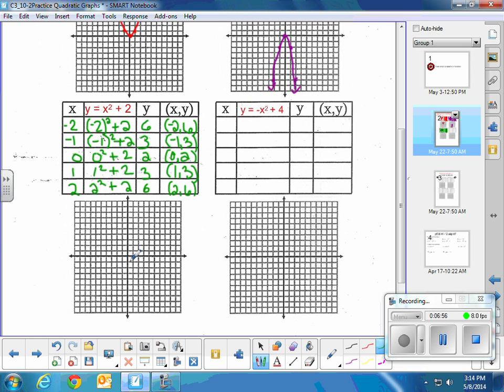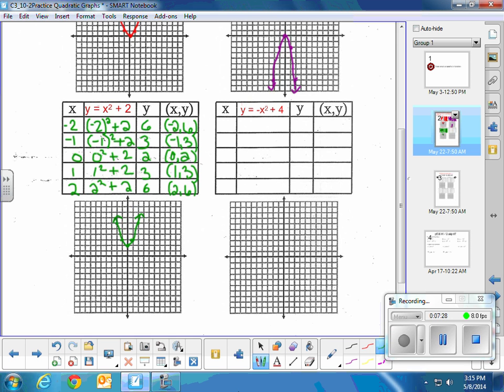Go ahead and plot those points. Negative 2, 6 is going to be 2 to the left and up 6. Negative 1, 3 is 1 to the left and up 3. 0, 2 is stay right there but go up 2. And then 1, 3 is 1 to the right and up 3. 2, 6 is 2 to the right and up 6. Go ahead and connect them and you'll get that same shape as the previous two examples.